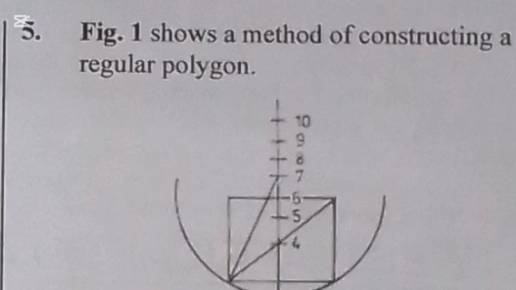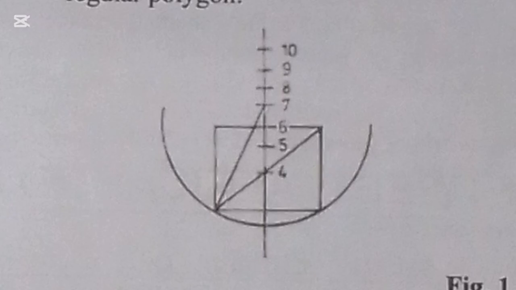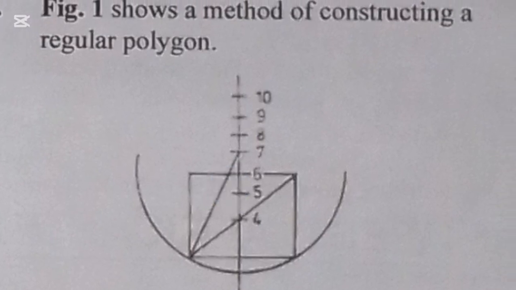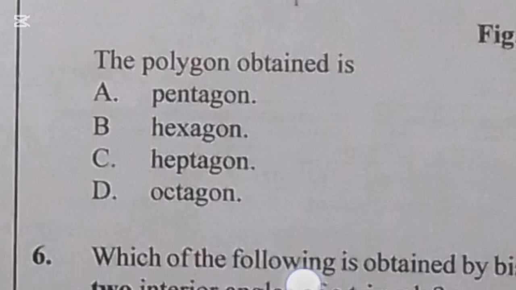Figure 1 shows a method of constructing a regular polygon. The polygon obtained is, now if you take a look at this line here, it is on point 7, number 7 there. So if we do this, we are getting a 7-sided regular polygon, and that will give us C, heptagon. C is the correct answer to question 5.